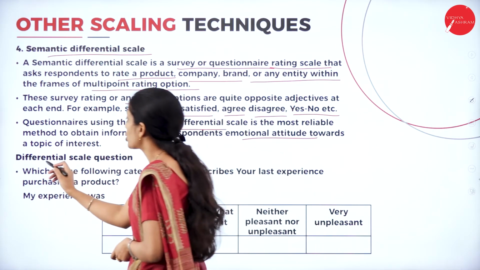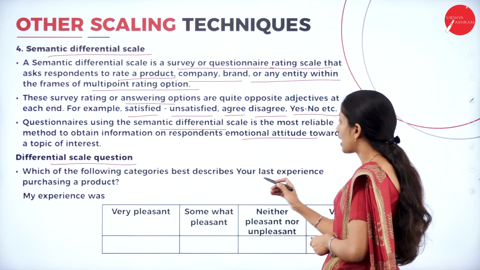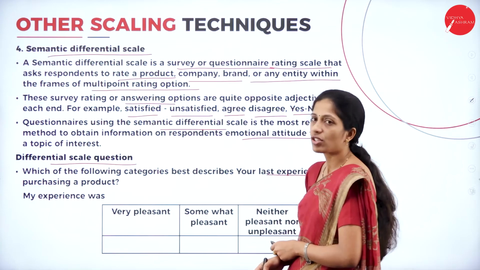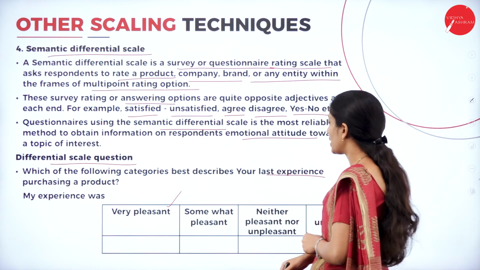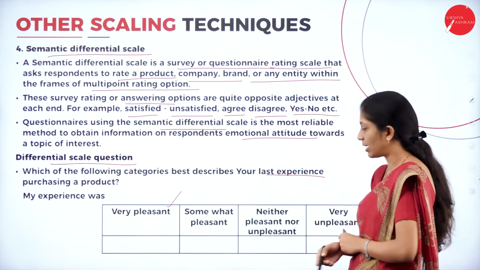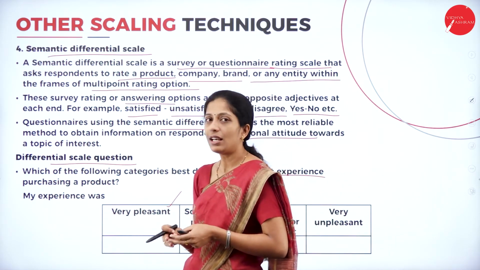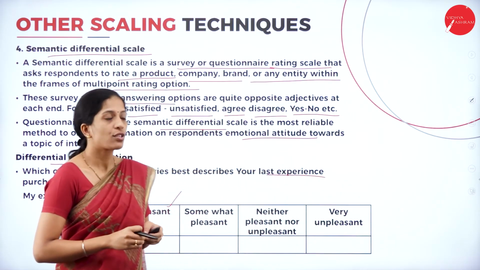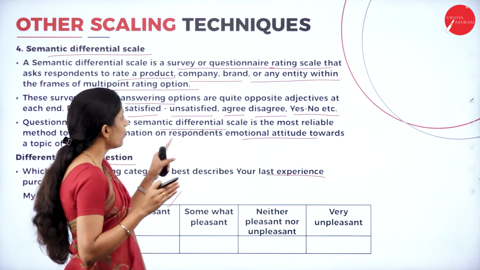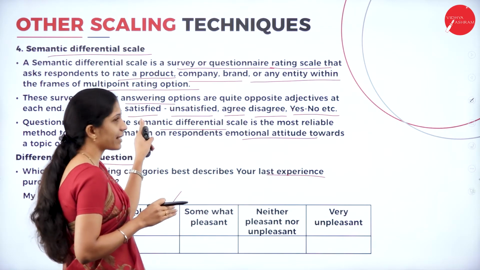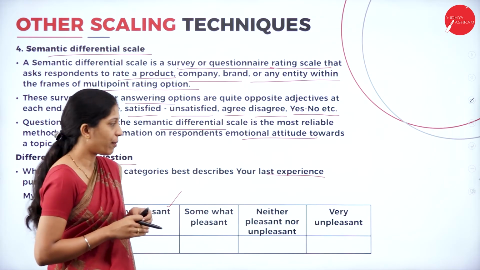So, let us see a differential scale question here. Which of the following categories best describes your last experience purchasing a product? My experience was very pleasant, somewhat pleasant, neither pleasant nor unpleasant, very unpleasant. Like that the options will be given where the respondents have to answer. Under this semantic differential scale, you will have one positive and one negative option, like satisfied, unsatisfied, agree, disagree, yes, no.